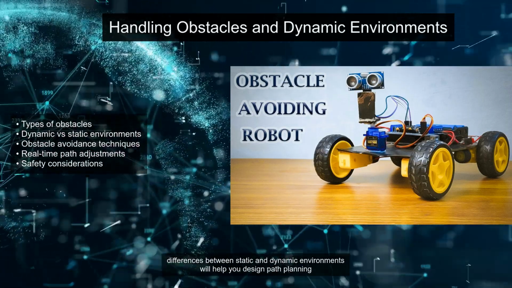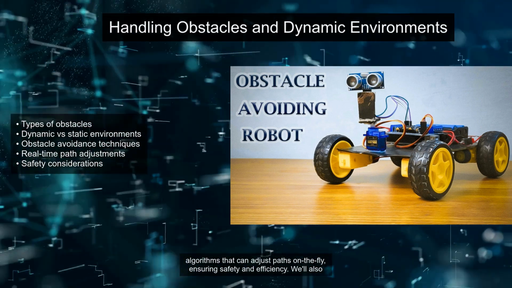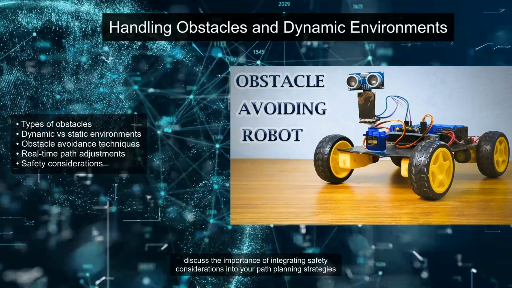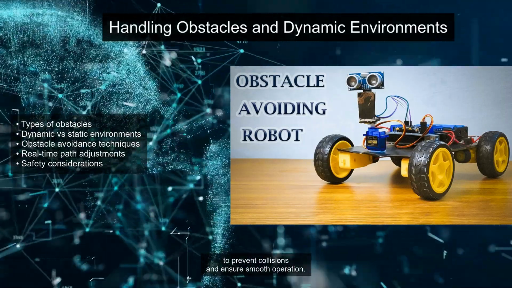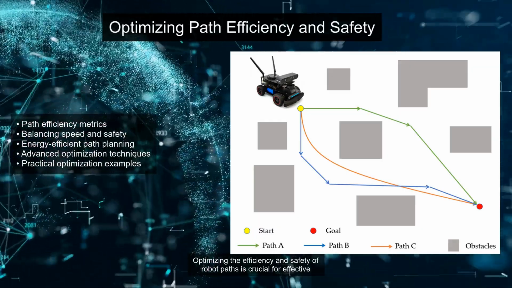Understanding the differences between static and dynamic environments will help you design path planning algorithms that can adjust paths on the fly, ensuring safety and efficiency. We'll also discuss the importance of integrating safety considerations into your path planning strategies to prevent collisions and ensure smooth operation. Optimizing the efficiency and safety of robot paths is crucial for effective robotic operations.